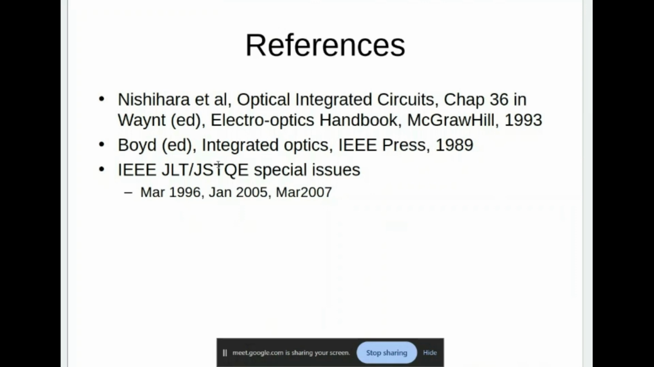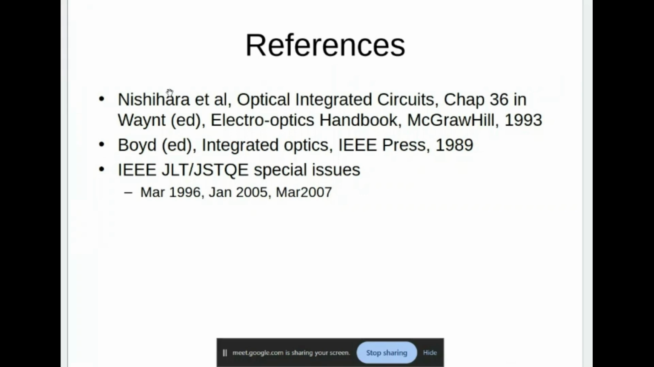For those who are interested, you can see Nishihara's book. Also, we usually start with one electro-optics handbook by Waynant. This has several chapters, each chapter a topic, like fiber optic sensors, optical communication, like that. Chapter number 26 is on photonic integrated circuits by the same people, Nishihara and others. So within 30 pages, you can brush up or revise or get introduced to the subject of photonic integrated circuits. I've taken many of the pictures from that.